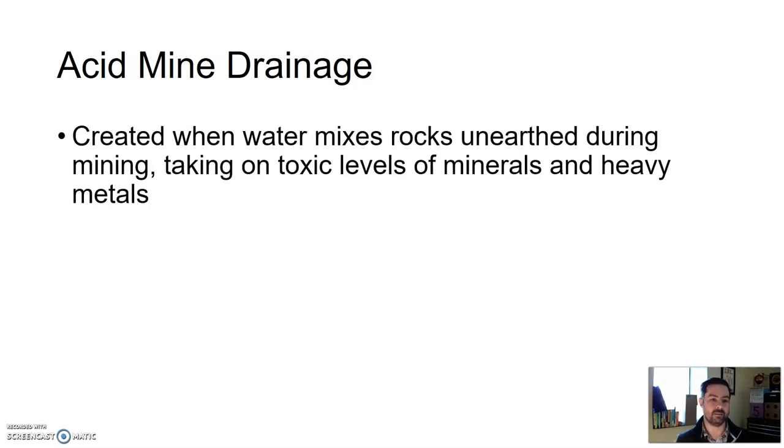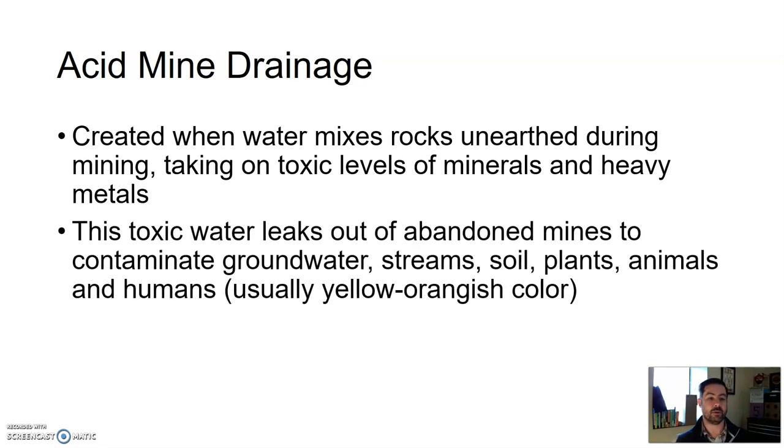So acid mine drainage, this is created when water, groundwater, mixes with kind of the acid that is used in the mining process, and it takes on a toxic level. All right, so this is nasty stuff. So this toxic water, if it leaks out, this water mixed with acid, this acid mine drainage.